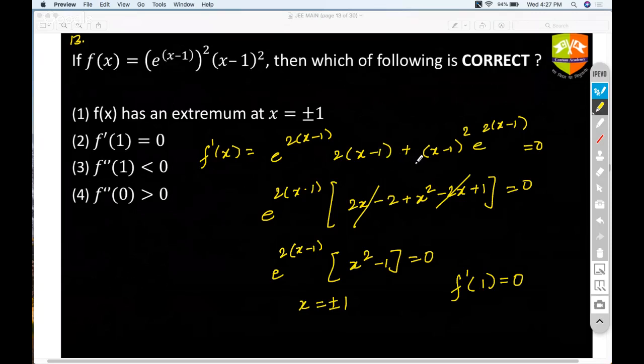So let me just quickly check this up. So x square minus 2x plus 1 goes off, it becomes x square minus 1. Yeah, that's absolutely correct. Oh, there's an into 2 as well. Into 2 as well. So there's a slight error over here.